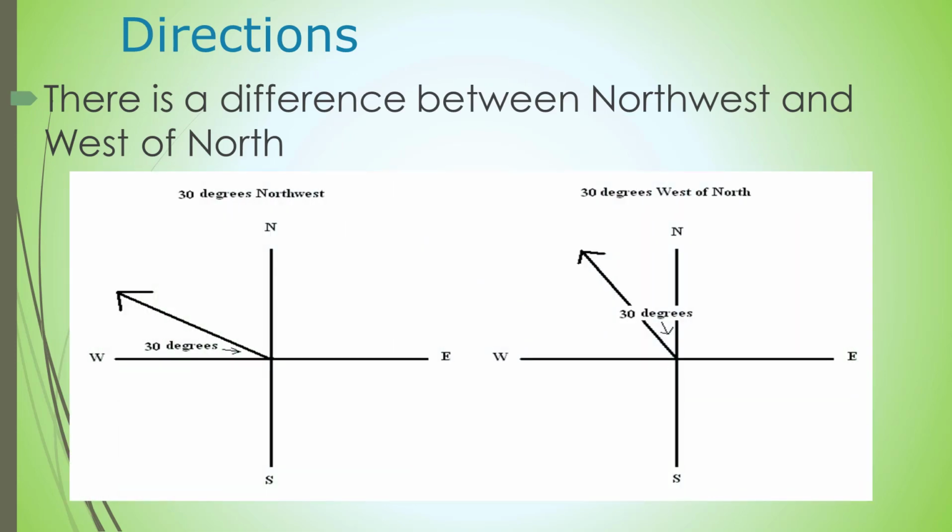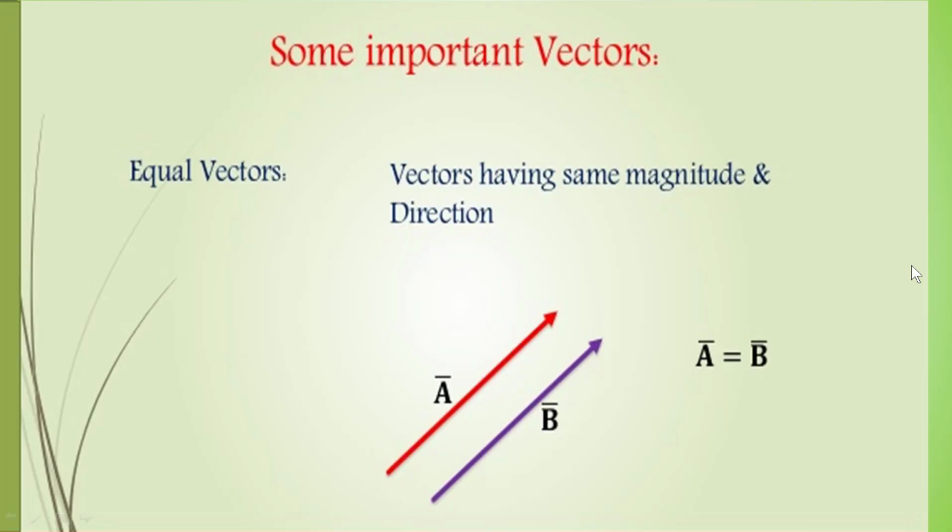See, there is a difference between northwest and west of north. This one is northwest and this one is west of north. So there is a difference between these two directions. When you practice, you will come to know which direction is which. West of north means that you start from north and move towards the west, and northwest means that you start from west and move towards north. That is the difference for the directions.